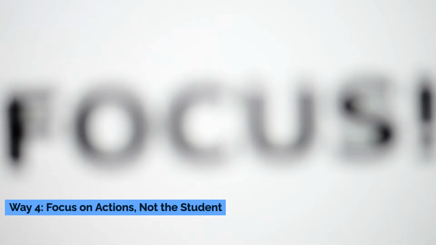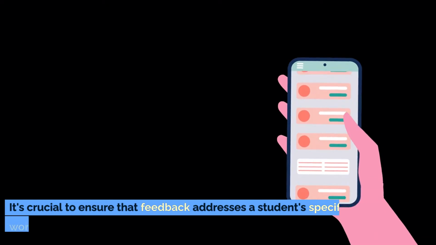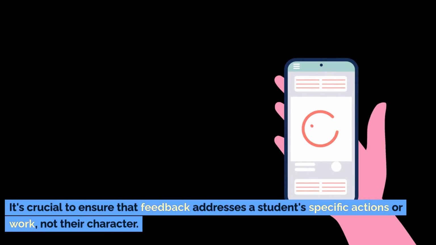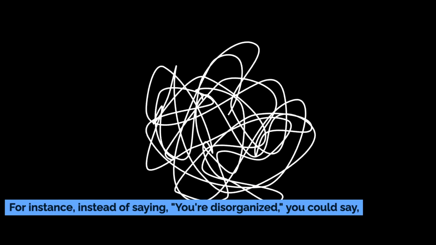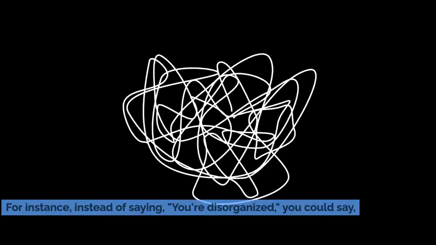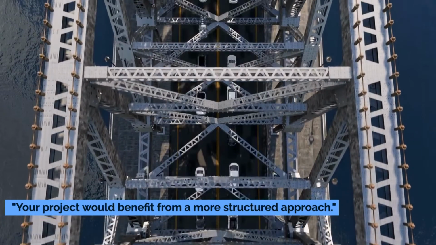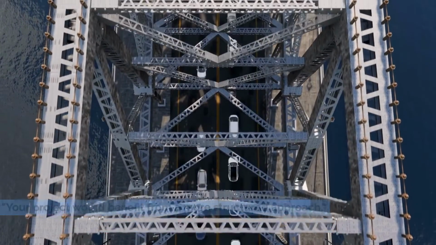Focus on actions, not the student. It's crucial to ensure that feedback addresses a student's specific actions or work, not their personality. For instance, instead of saying, "You're disorganized," you could say, "Your project would benefit from a more structured approach."